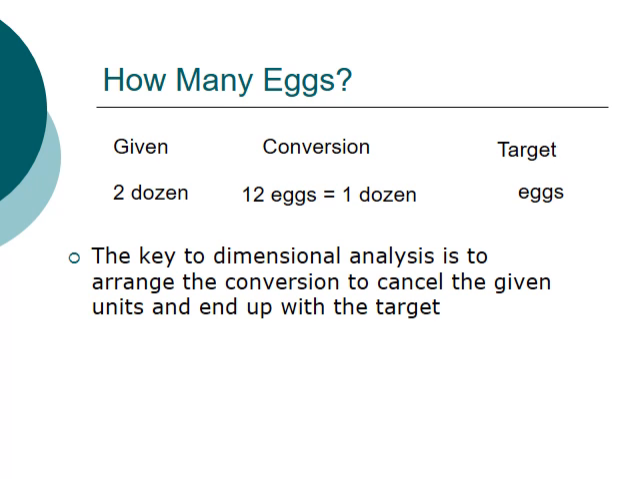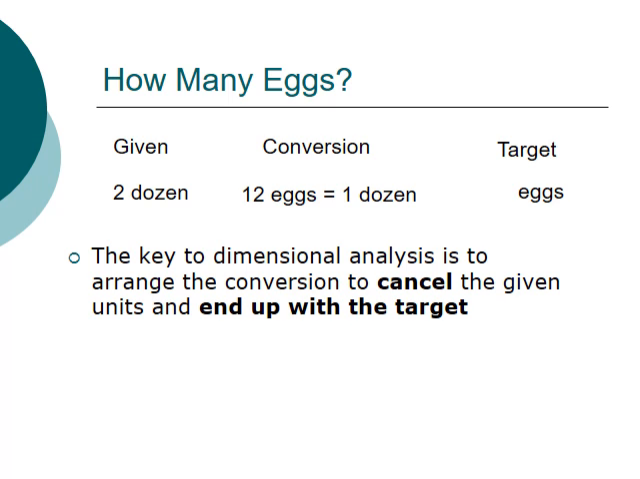So what we want to do is cancel the given units and end up with our target units. This is the key to dimensional analysis. In fact, this is so important, I'm going to say it again. Cancel the given units, end up with the target units. If you remember nothing else about this lesson, remember this one phrase.